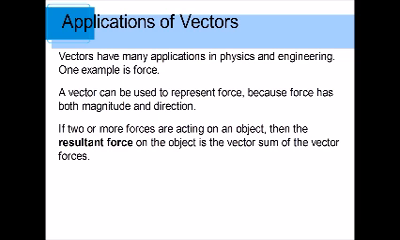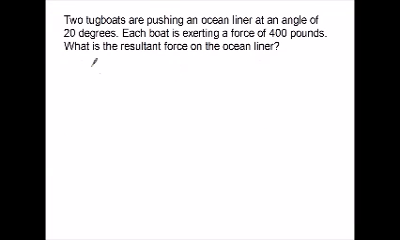I'm going to end this lesson with a little application of vectors. You mostly see applications of vectors in science and engineering, so force comes up frequently, especially in physics. So we're going to look at the resultant force when more than one force is acting on an object, kind of like the same problem we started with in the warm-up. Here's our problem. We've got two tugboats that are pushing on an ocean liner at an angle of 20 degrees. Each boat is exerting a force of 400 pounds. What's the resultant force on the ocean liner?